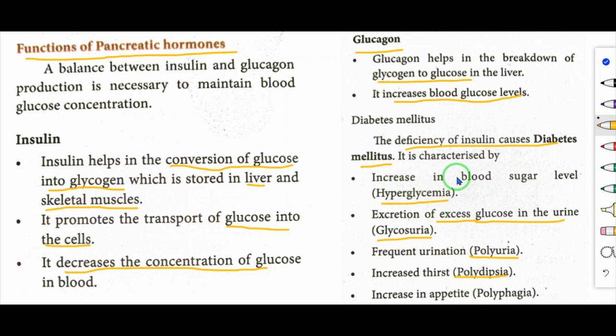The first one, increase in blood sugar level, hyperglycemia. Then excretion of excess glucose in the urine, glycosuria. Third, frequent urination, polyuria. Increased thirst, polydipsia. Increased appetite, polyphagia.